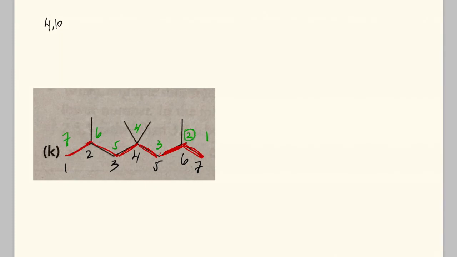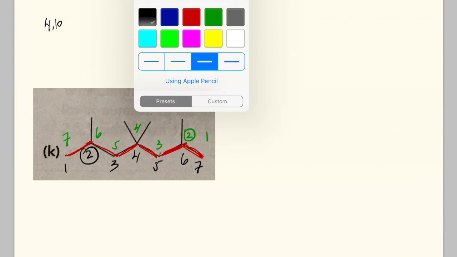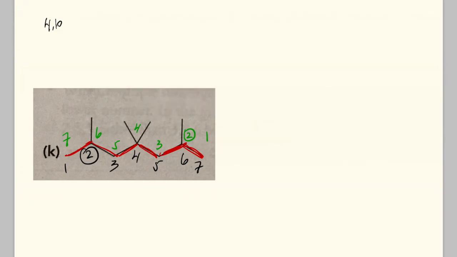No matter which way you number it, you're going to have a methyl group on carbon number 2, and you're going to have 2 methyl groups at carbon 4. So either way is okay. This is a very symmetrical molecule. And so, if we name things, let's number it from left to right so we can orient all our eyes.